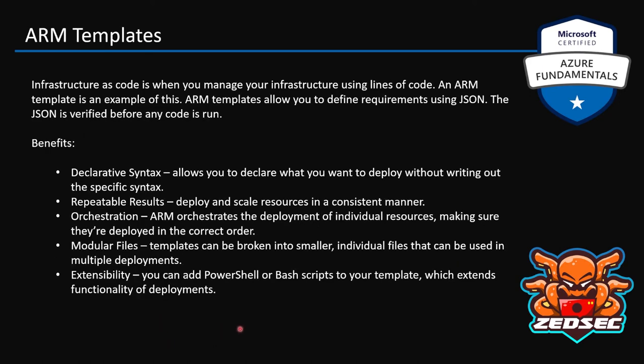You can use something called ARM templates, which utilizes infrastructure as code, which is when you manage your infrastructure using lines of code. So an ARM template is an example of this. ARM templates allow you to define requirements using JSON, and the JSON is verified before any code is run. So the benefits of this are declarative syntax. It allows you to declare what you want to deploy without writing out the specific syntax. It gives repeatable results, so deploy and scale resources in a consistent manner. Orchestration, so ARM orchestration allows you to deploy individual resources, making sure they're deployed in the correct order.